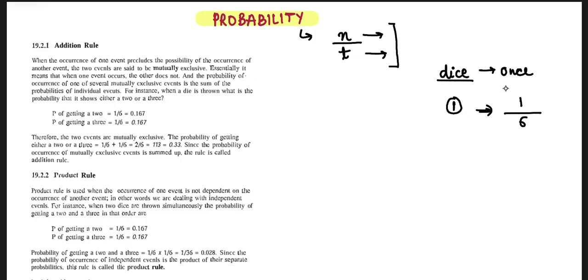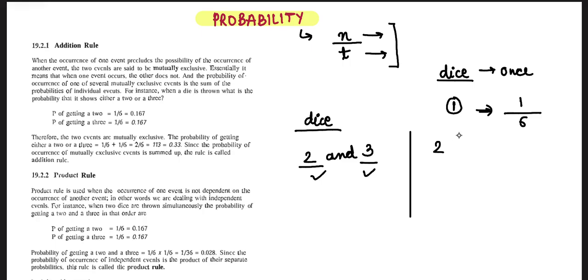But what if we complicate it a bit further? Let's say I consider the same dice, but now I am asking what is the probability of getting 2 once, and then at a later time I get 3. Now how to calculate this? And then there is another condition also. Suppose a die is thrown and what is the probability that either 2 or 3 comes? Then how can we calculate this? Okay, there is a little bit of change.